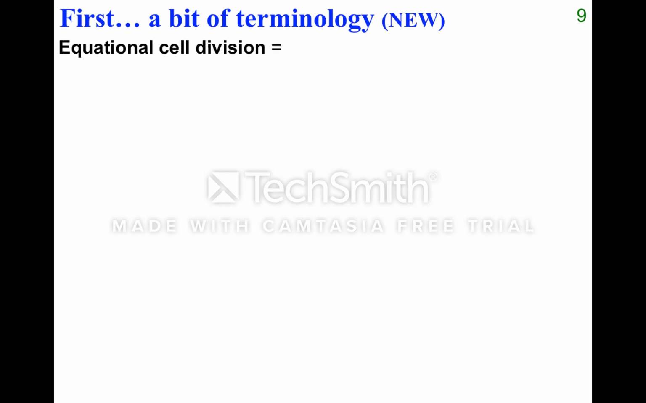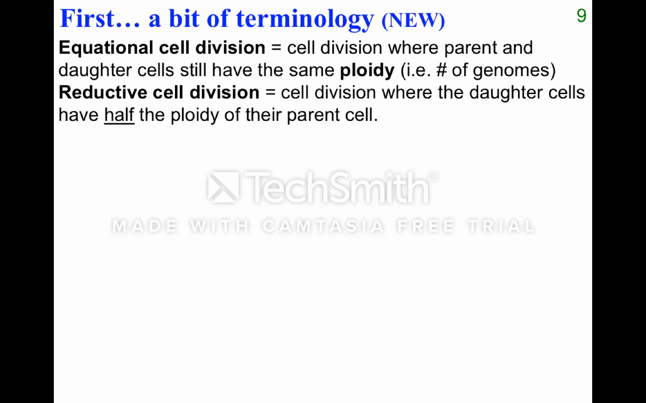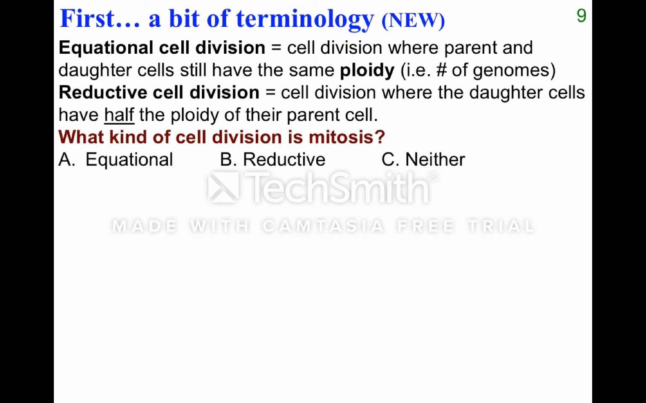All right, so equational cell division is when the cell divides in such a way that both the parent cell, the cell we have at the beginning, and the two daughter cells we have at the end, have the same ploidy, meaning they have the same number of genomes. Whereas a reductive cell division is cell division where the daughter cells have only half of the ploidy of the parent cell. So to apply that to what you know about mitosis and meiosis, here's the first question.